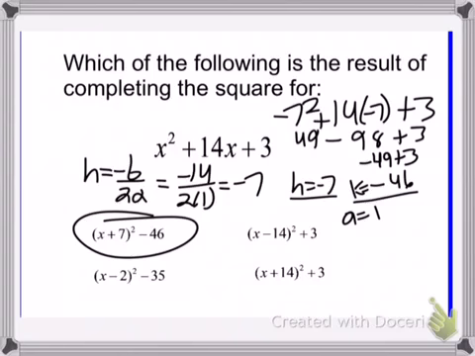Which is the following equation? We've got negative B over 2A. A is 1, B is 14, which gives me H of negative 7, and we do have to change the sign as we've already seen. Plug it back in to the equation. It makes K negative 46.